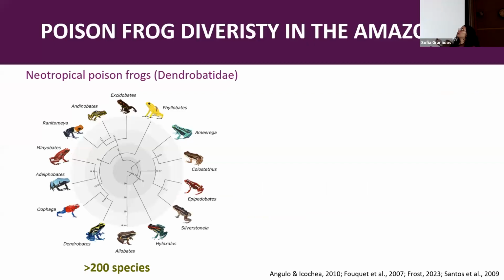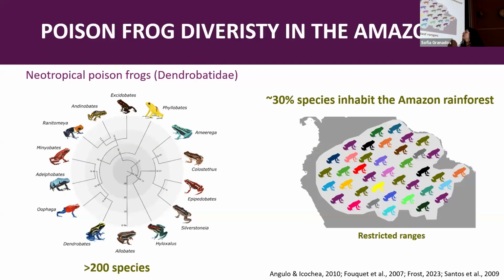I'm going to briefly introduce this family. As you might know, this is a highly diverse family. It has over 200 species. And within this diversity, at least 30% of species have ranges that are in the Amazon rainforest. This family also has this characteristic where most frogs have restricted ranges.